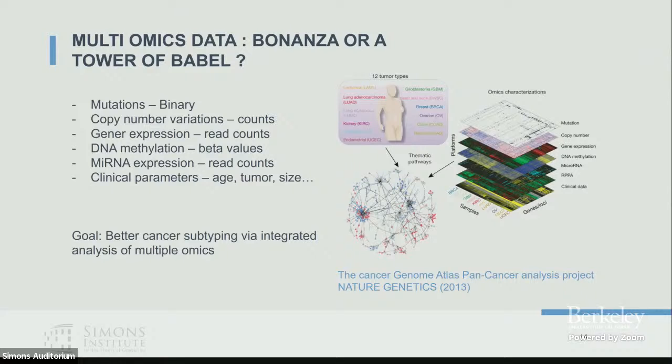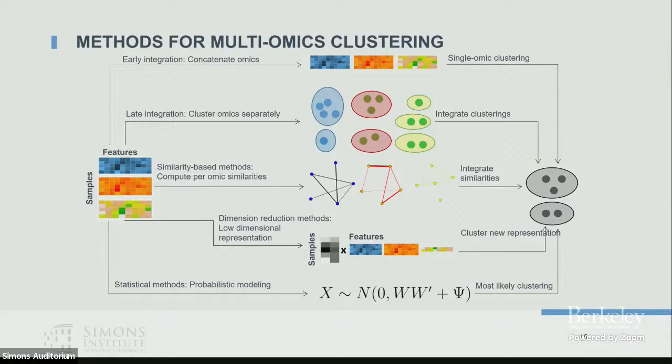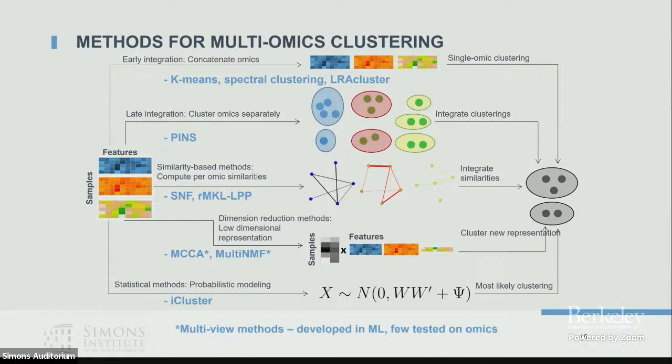And the question is, can we use these together in order to, in our case, identify subtypes of cancer better? And we looked at the literature, and actually there are quite a large variety of methods for multi-omic clustering. I won't get into the different types, but here are a few representatives for each of the types. We even noticed that there is a subfield of machine learning called multi-view methods, which essentially does the same, but it was applied for other contexts, and many of these algorithms were not tested on genomic data at all.